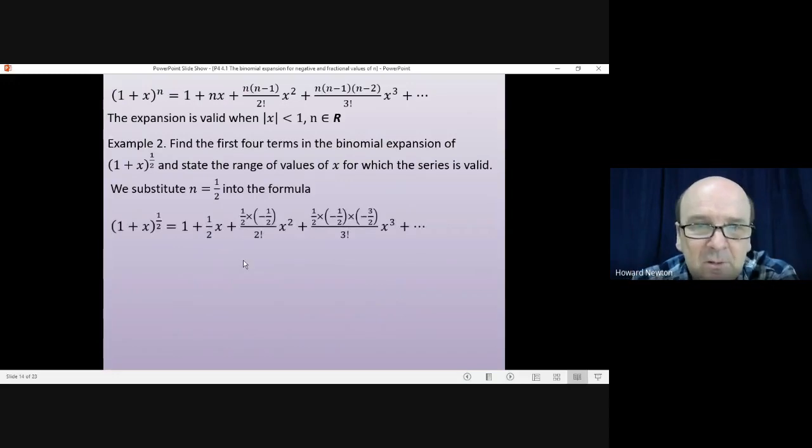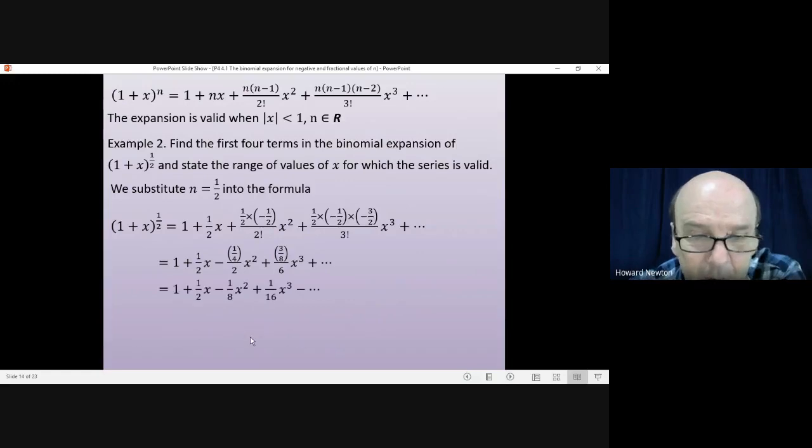Okay, let's have a look. So all I've done is substitute n equals a half into the formula. It's these brackets you need to walk carefully on. So we'll have a half minus 1 is minus a half. Take away another 1 will take me down to minus 3 over 2 in this last bracket over here. Then it's just tidying things up. So multiplying out those brackets would give me this, and then simplifying these fractions would give me 1 plus a half x minus 1/8 x squared plus 1/16 x cubed, and so on. Those are the first 4 terms.